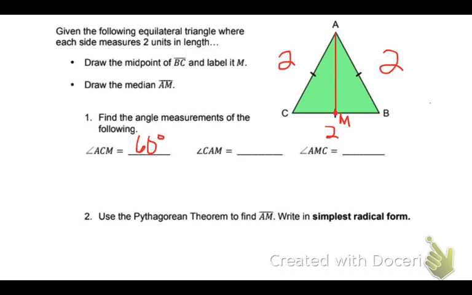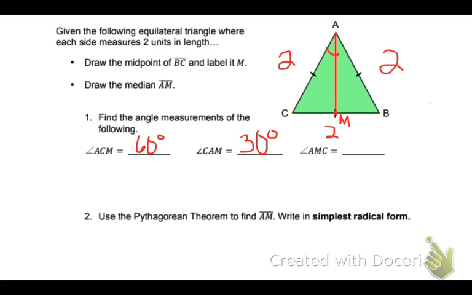Now we're looking at CAM. CAM is this angle up here. So now we're talking about that angle. Well, originally the whole angle, so CAB, was one of the angles of our equilateral triangle, which we just said they're all 60. But when we drew this median, AM, we split that angle right in half. So now the angle is no longer 60 all the way across, it's just half of that. So CAM is going to be 30 degrees.